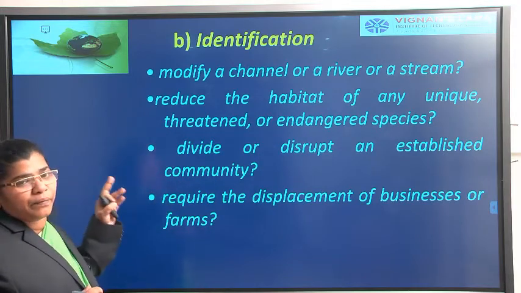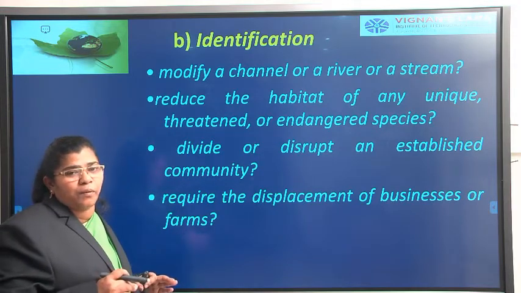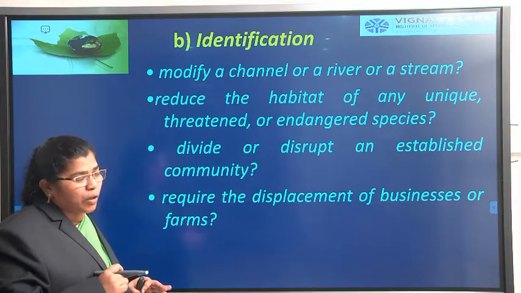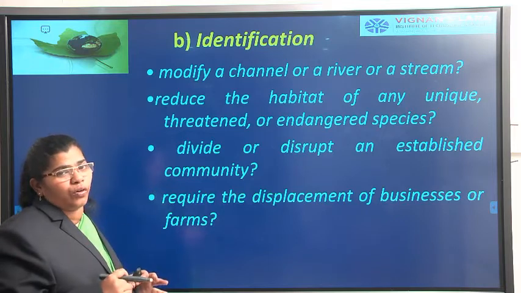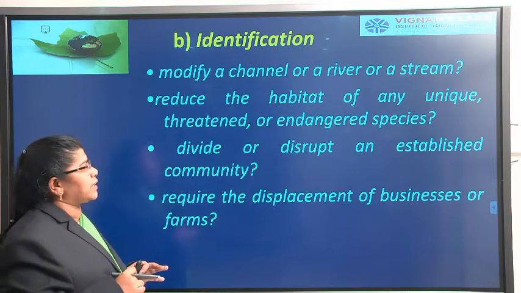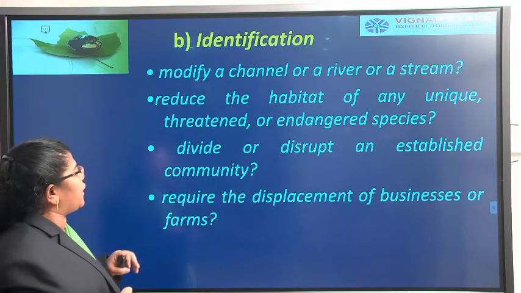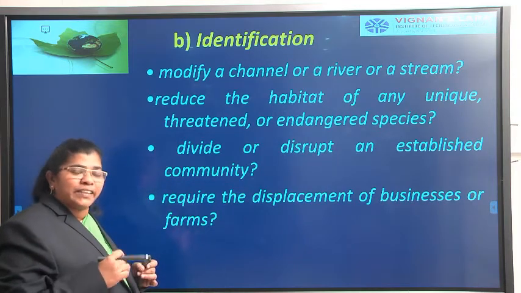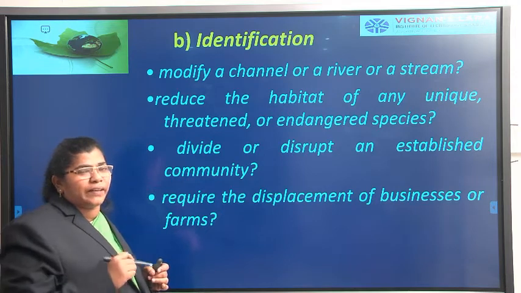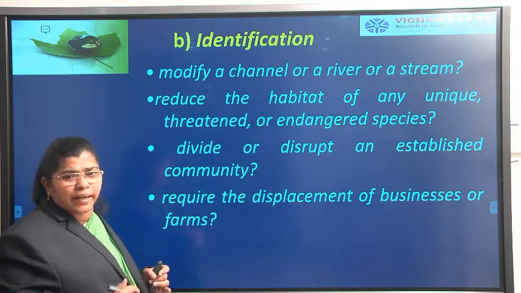If a river or a stream has to be modified, then we have to cancel the project, right? Because a river or a stream has a flow on its own, which should not be disturbed. Also, the project should not reduce the habitat of any unique, threatened or endangered species. All of you know the endangered species in India, we have so many. One of the species is the tiger, right?